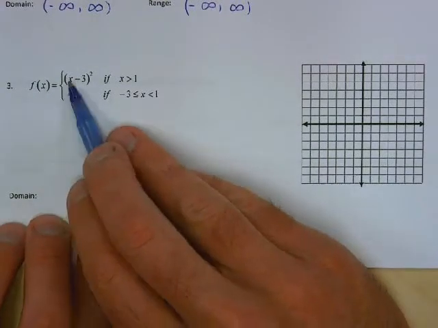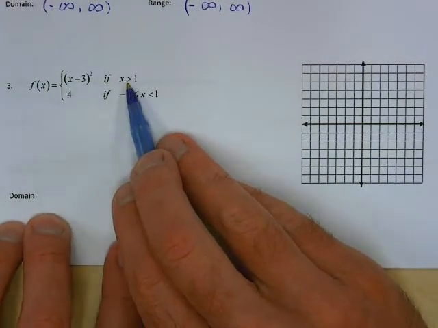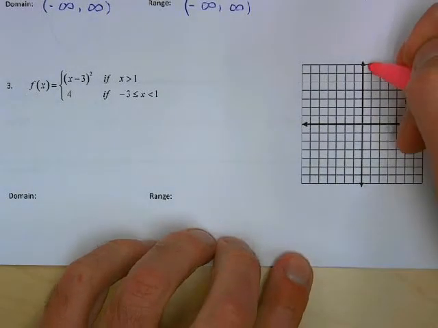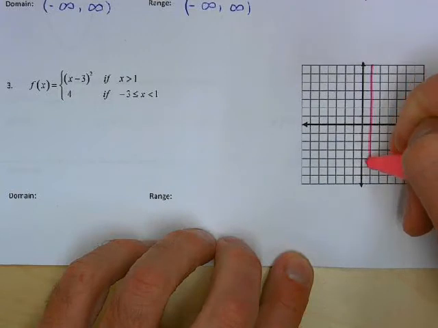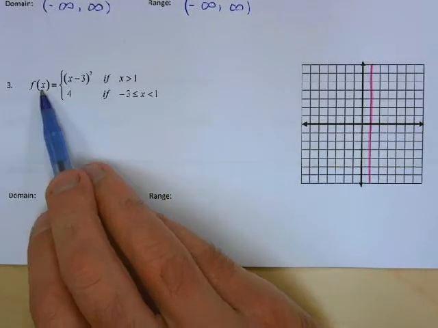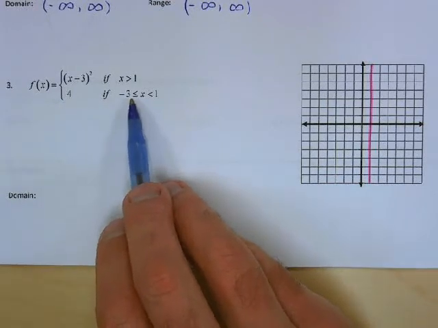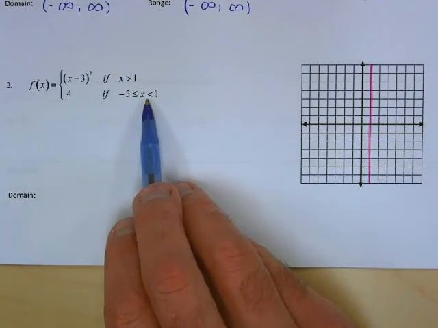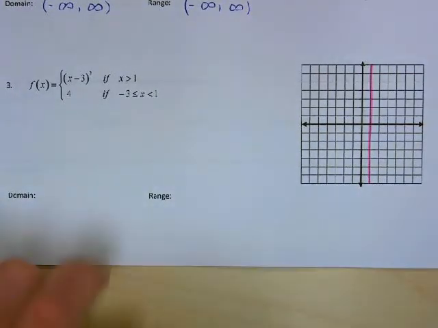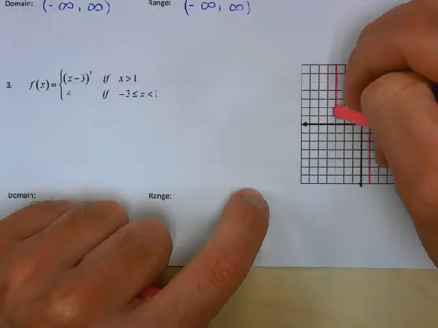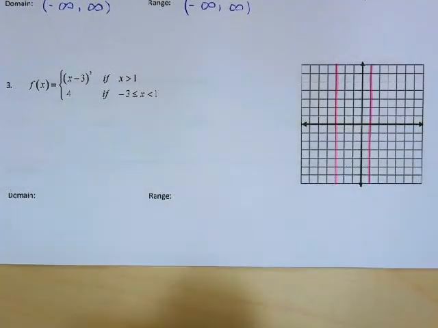We want our top function when x is bigger than 1, so that's where my boundary line is going to be, at x equals +1. And then my bottom function is just the graph of the line y equals 4 when x is greater than or equal to -3 and less than +1. So I'm going to have two boundary lines here, one at x equals +1 and one at x equals -3. Okay. And then again, just graph these one at a time.